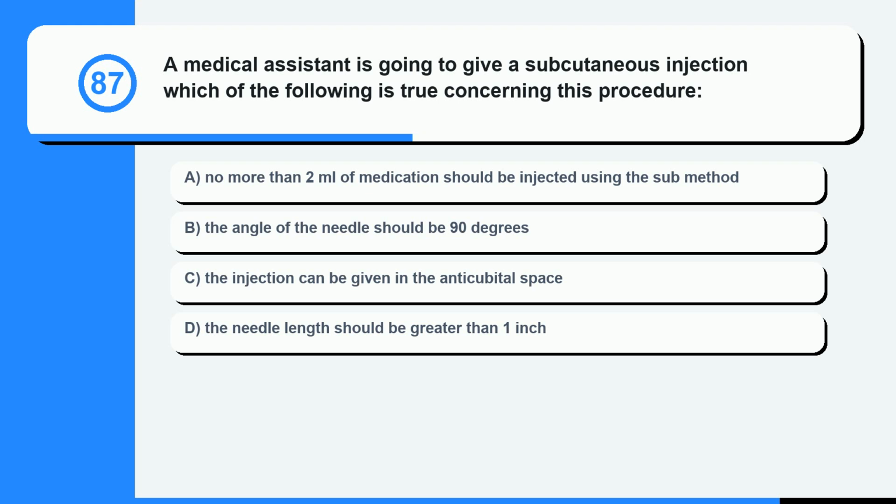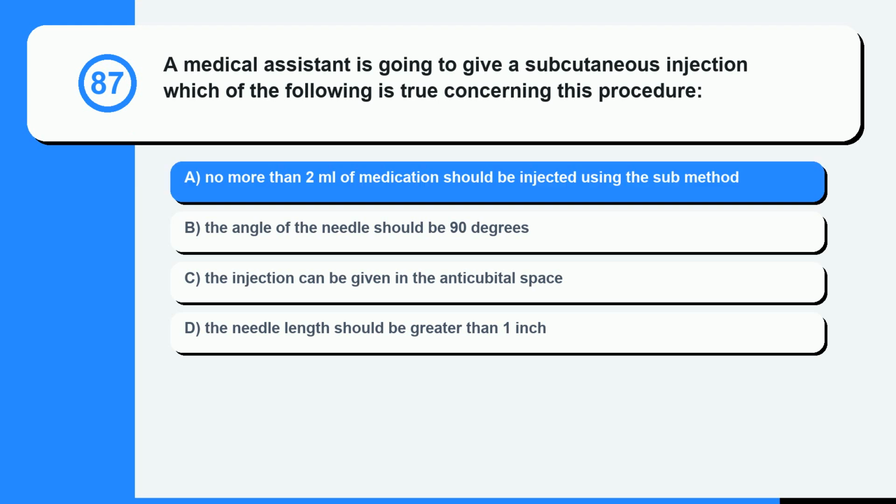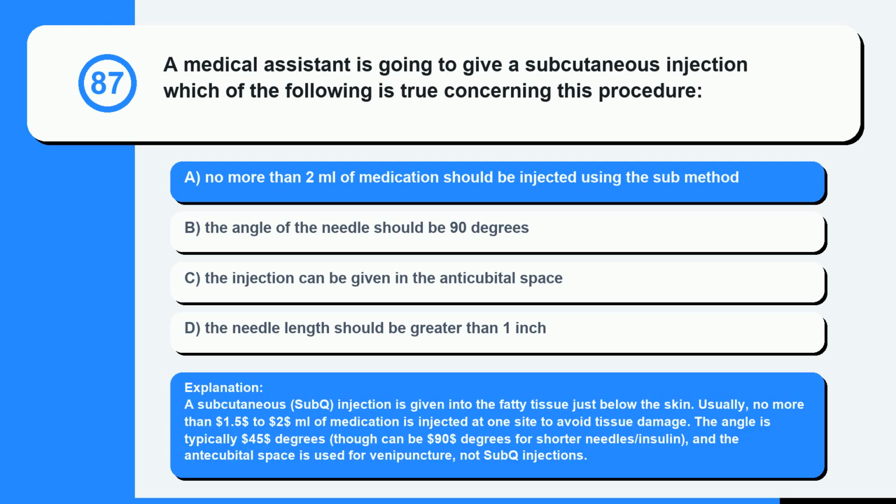Question 84. Of the following medications, which is not used to treat depression? A. Sertraline hydrochloride, B. Paroxetine hydrochloride, C. Citalopram, or D. Nifedipine? The correct answer is D. Nifedipine. Sertraline (Zoloft), paroxetine (Paxil), and citalopram (Celexa) are all SSRIs used for depression. Nifedipine (Procardia) is a calcium channel blocker used to treat high blood pressure and chest pain, angina.